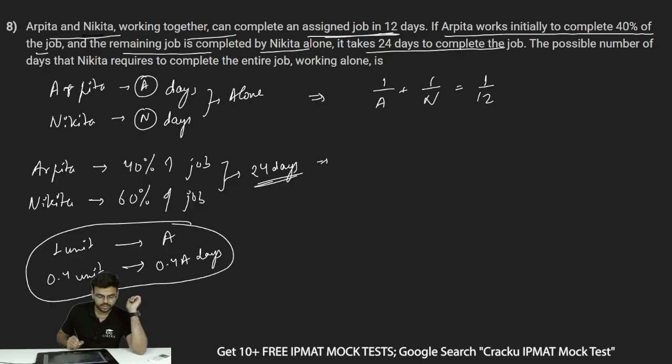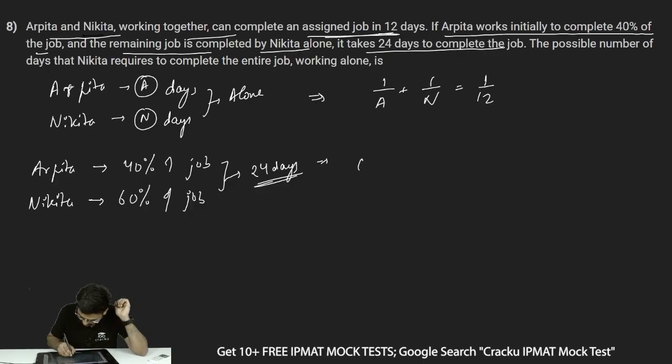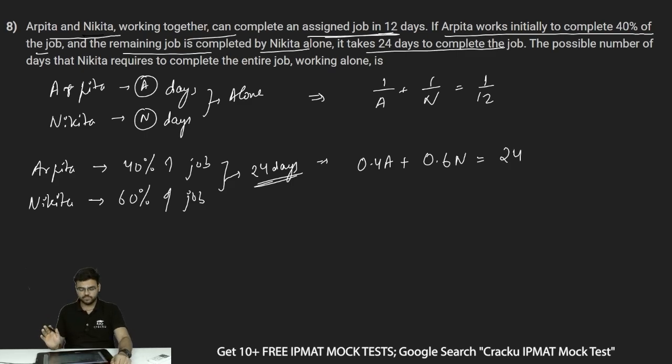0.4 unit of work will be done in 0.4A days. For Arpita, it will be 0.4A plus 60% of the job. If Nikita takes N days to complete 1 unit of the full job, then 60% of the job will be done by Nikita in 0.6N days. So 0.4A plus 0.6N is equal to 24 days. This is the total number of days.